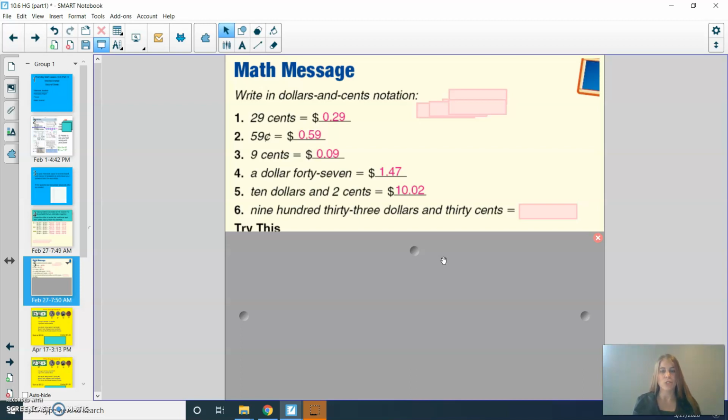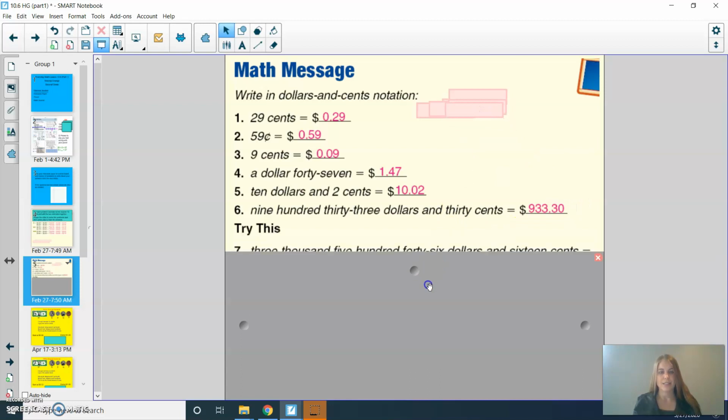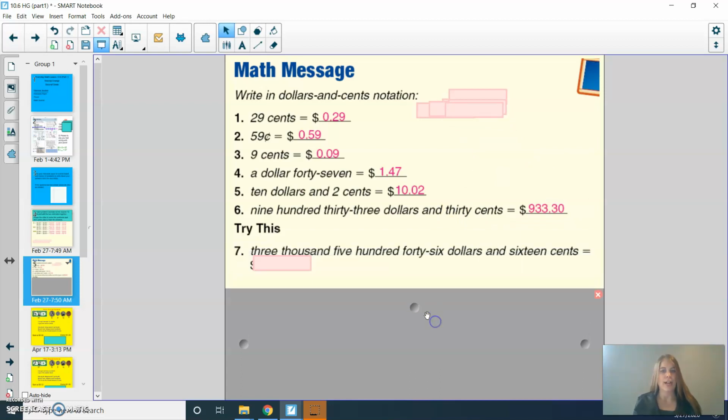$933.30. I'll say that one more time. $933.30 would look like this. One more try at this. $3,546.16. I'll say that one more time.